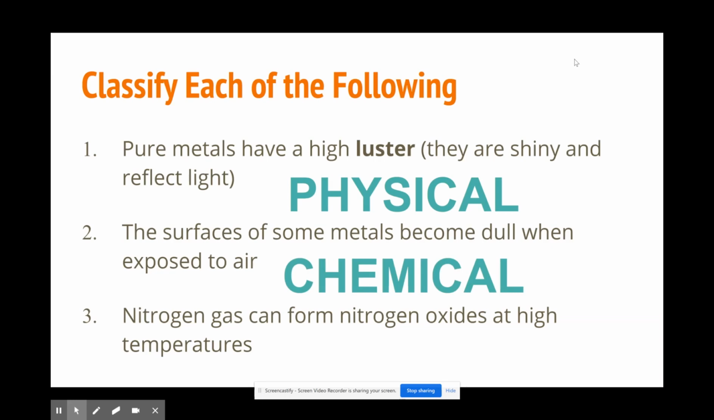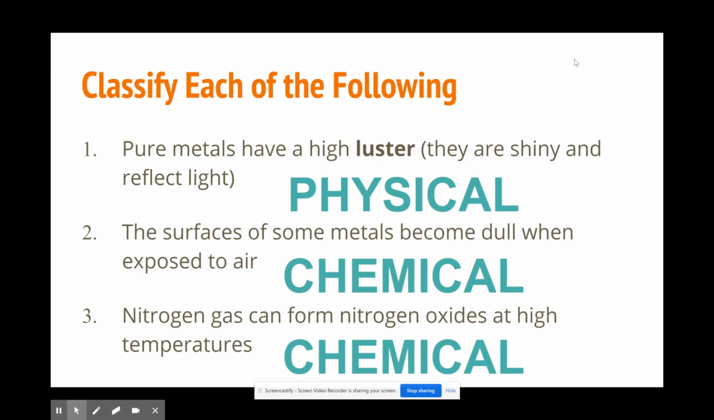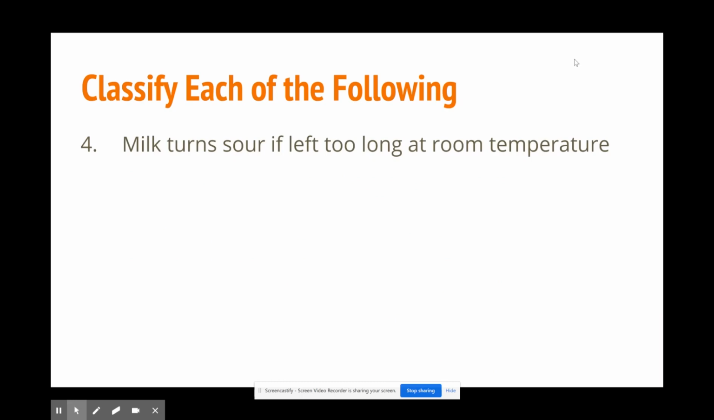Metals becoming dull when they're exposed to air is a chemical property. That's like when metals rust. And then nitrogen being able to form a new compound is also chemical because it's talking about it undergoing a chemical reaction. Now more examples.